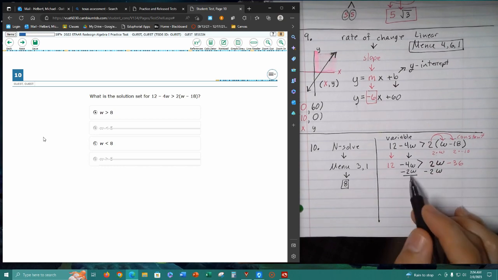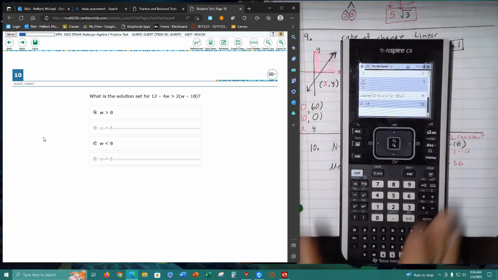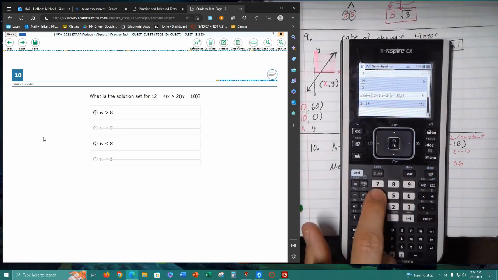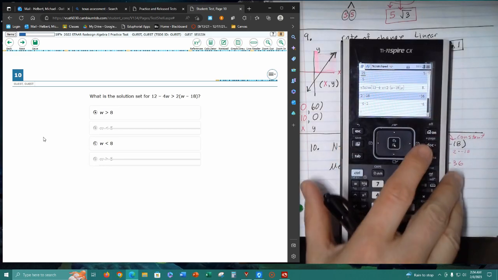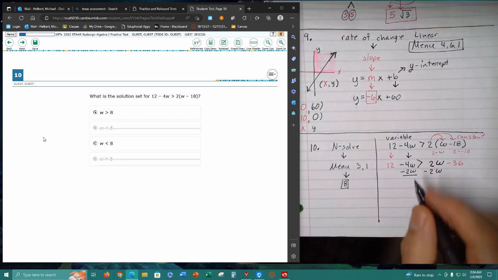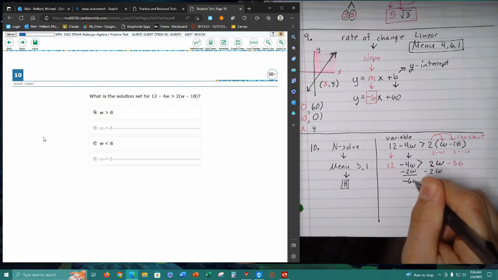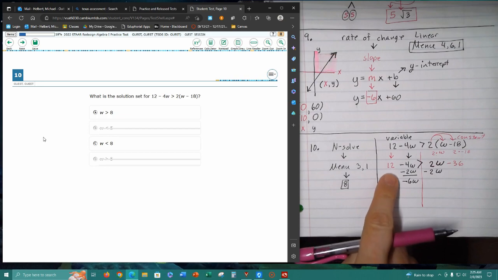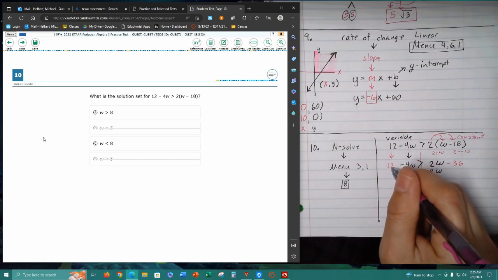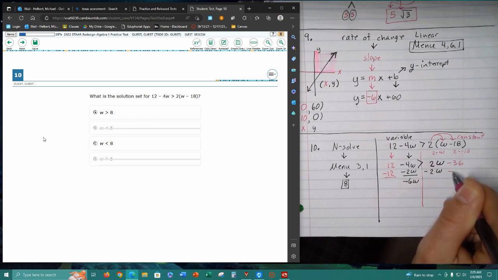Now I know that negative 4 minus 2 more should give me negative 6, but I'm going to confirm it with my calculator. Negative 4 minus 2 gives me negative 6. So this is negative 6w. And if I want to move the constant value of 12 to the right, I've got to do the inverse operation, or opposite. So I'm going to subtract 12 from both sides.